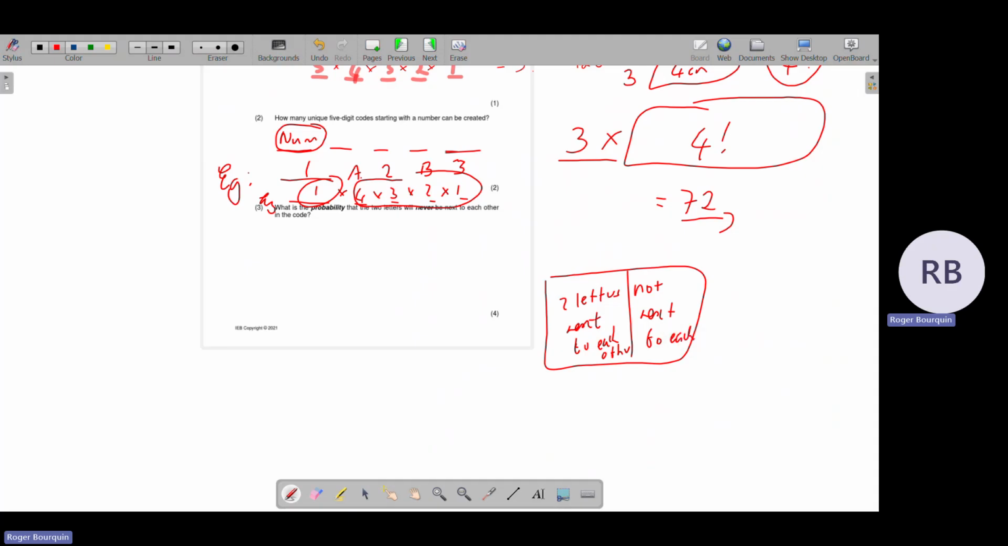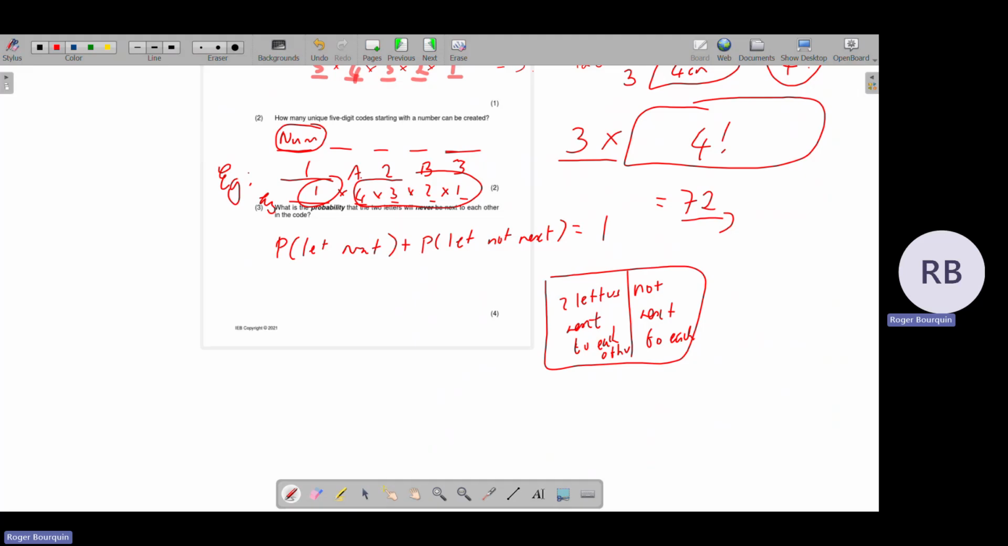Capish? So, it's a probability question. What's the probability of the letters next to each other plus the letters not next to each other? What does that have to add up to? The probability that the letters are next to each other or not next to each other is certain, right? It takes up the whole space. So that's equal to 1, right?